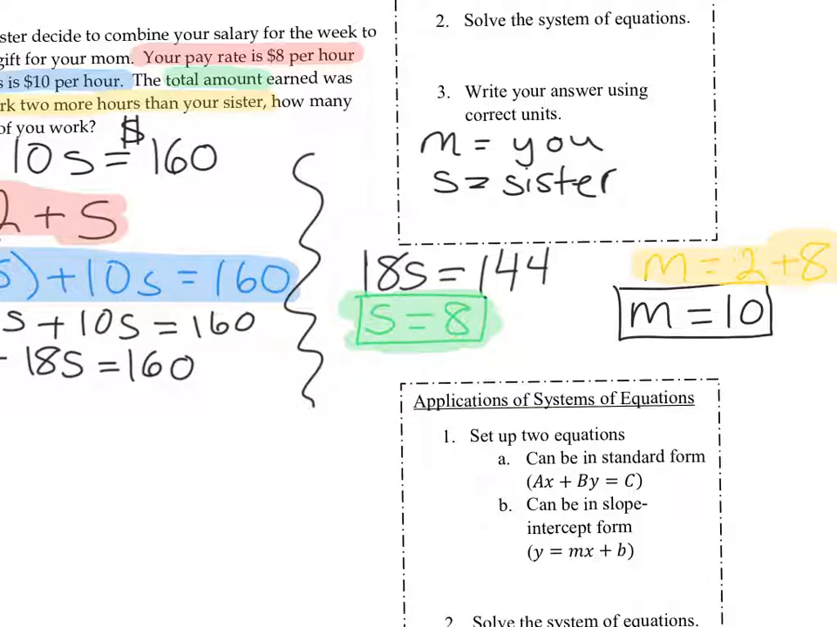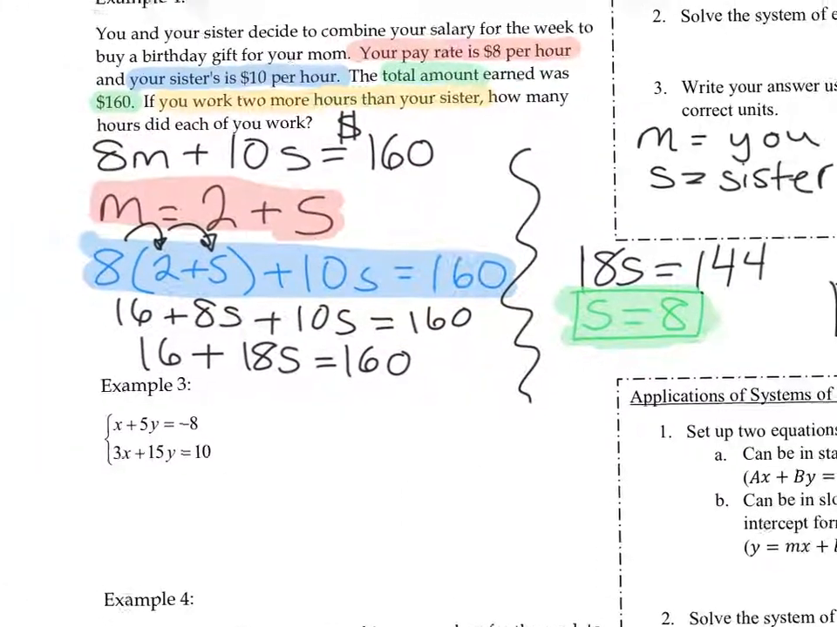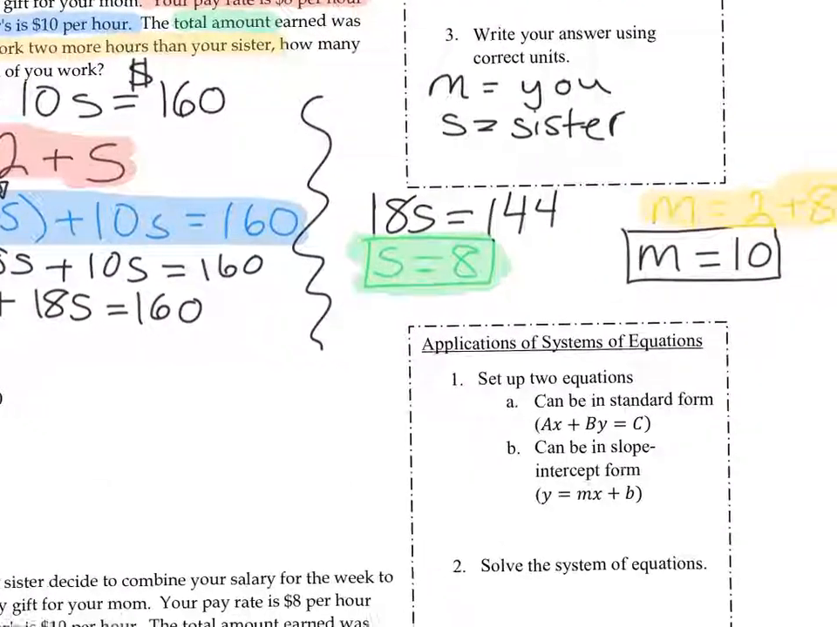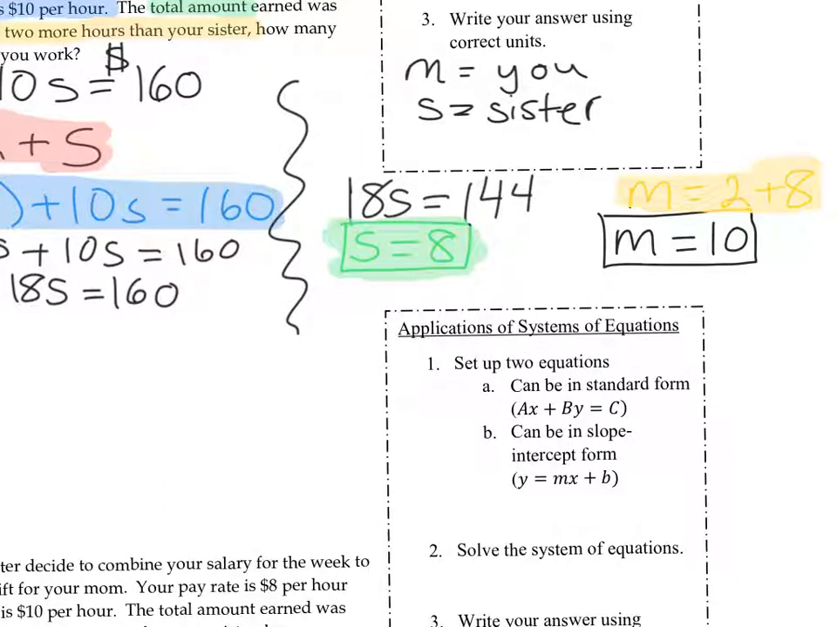So it appears that the answer to the question, how many hours did each of you work, is this: your sister worked 8 hours, and let's go ahead and put some units there, she worked 8 hours, and you worked 10 hours. That right there would be the intersection for those two equations.